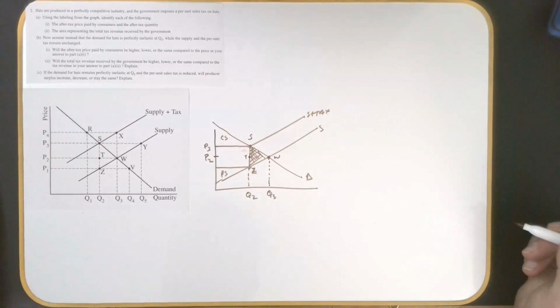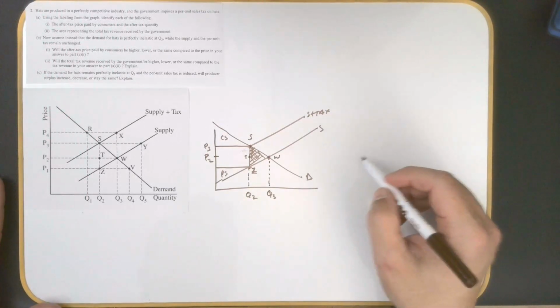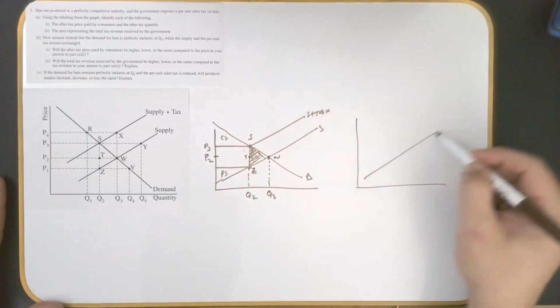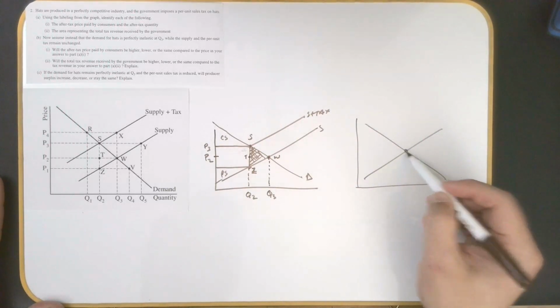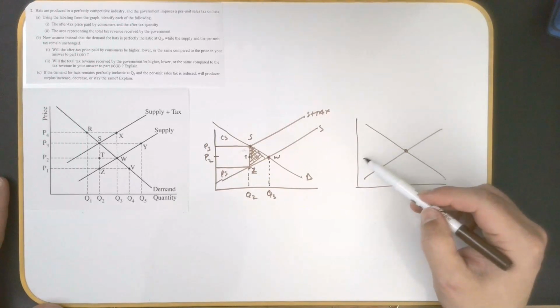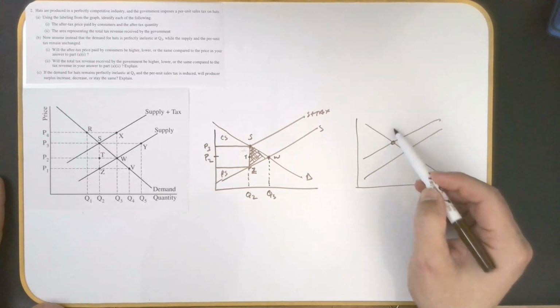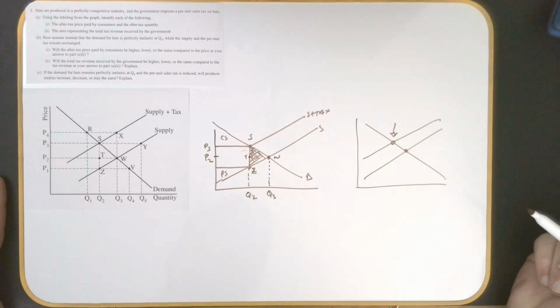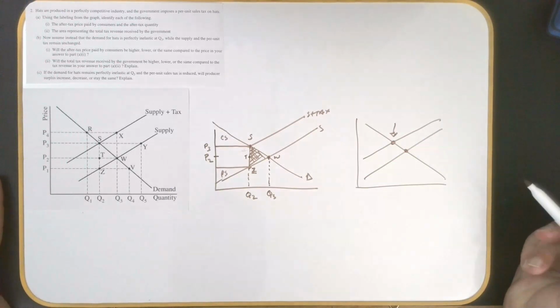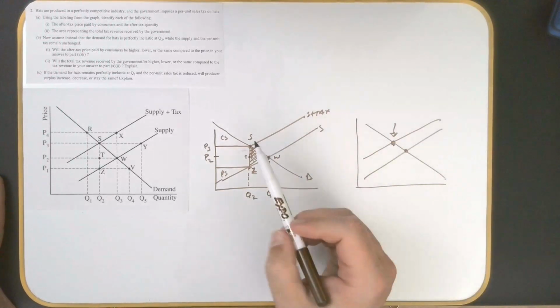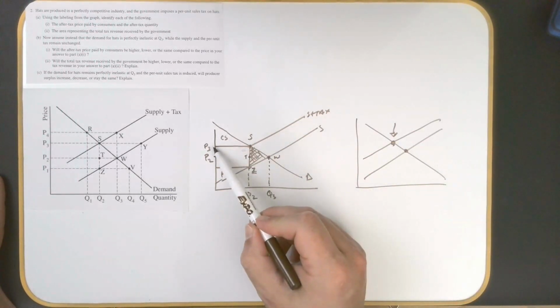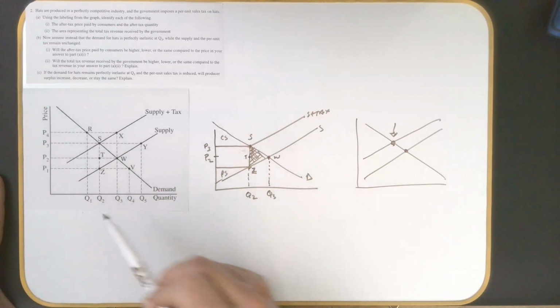It says, using the labeling from the graph, identify each of the following: the after-tax price paid by consumers and the after-tax quantity. Well, if you wanted to know the price and quantity, you just go to equilibrium. That would be easy. And if you have a tax, then it's going to be the new equilibrium. So it's just this thing right here, and this will tell us both things. So here's our new equilibrium. So that would be S. So it looks like S is occurring at P3, Q2.